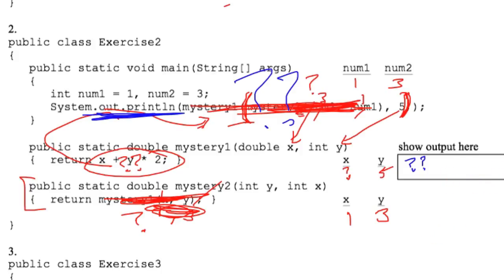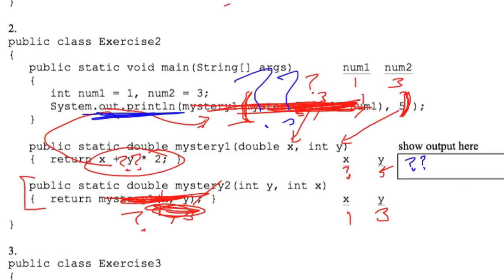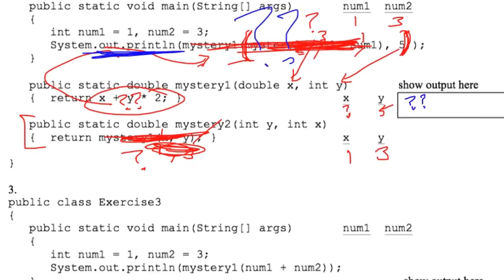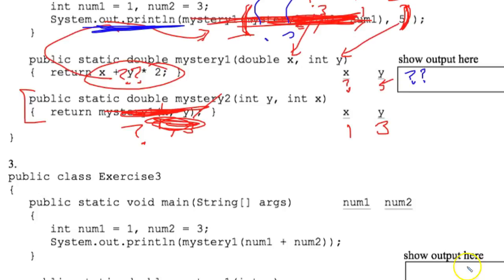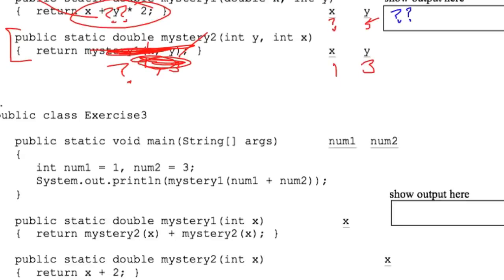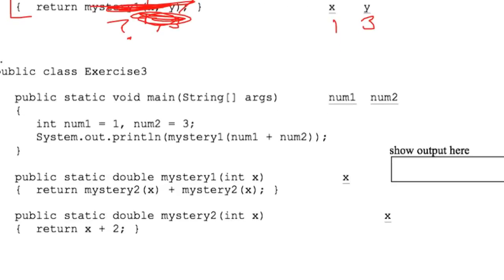Okay, question number 3 while I'm at it here, the last question on this worksheet. I'm not going to do it for you obviously, but maybe I can give you a tip. Let's see what's tricky about this. We have a main method. It calls mystery 1, so at some point something plugs in there.